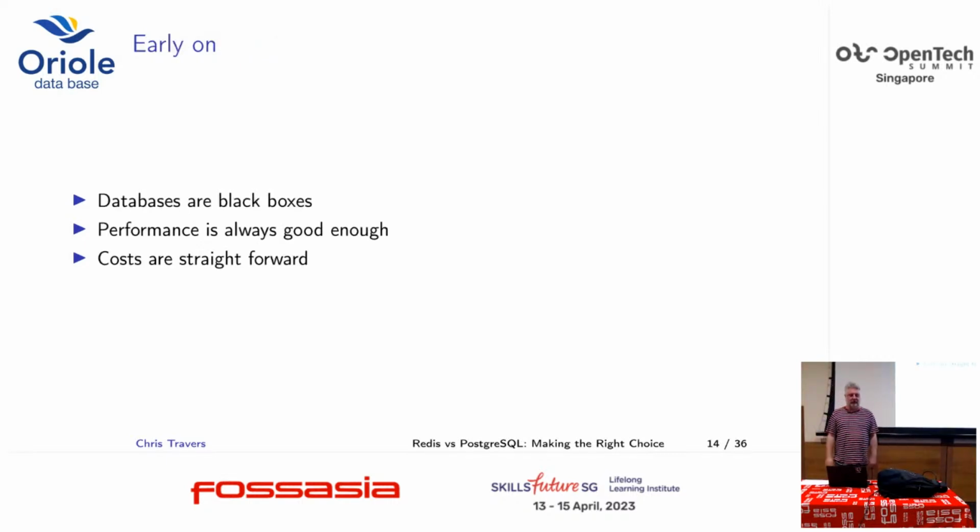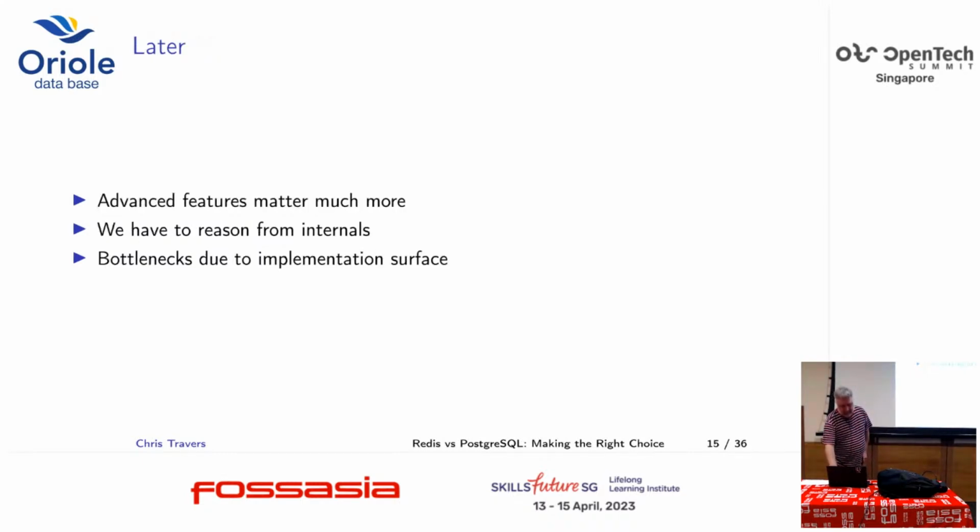So basically, early on, we think about databases as black boxes. Internals don't matter, and we don't really have to worry about performance tuning, right? Costs are straightforward, etc. But as things grow, we start to have to think very carefully about internals. We have to work our way around the hardware. We have to think about the hardware. A lot of these other things become really, really important.